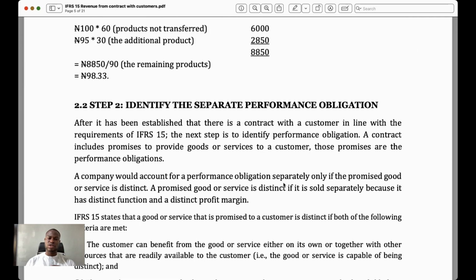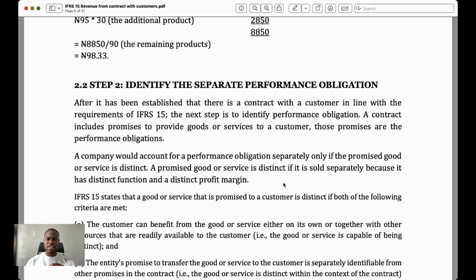Then we went on to step two, which is to identify the separate performance obligations. And here we said that you recognize revenue on distinct performance obligations. And performance obligation means the promised goods or services to be transferred. And a performance obligation or goods or service is distinct if it has a distinct function and a distinct profit margin. And also, they mean two things majorly.